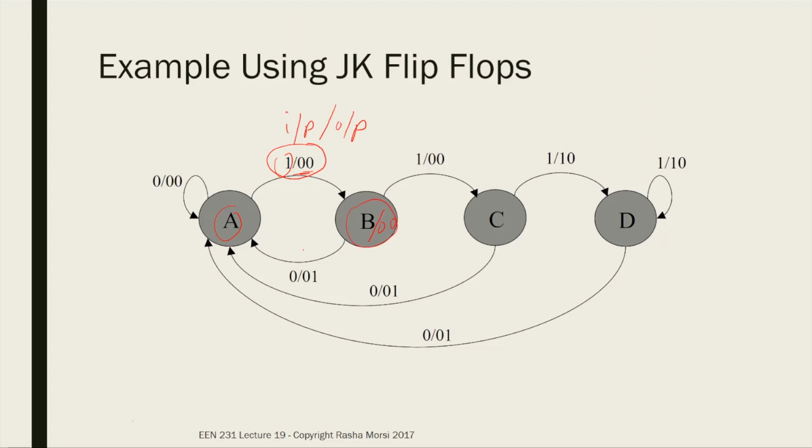If this were a Moore, you'd see, like in state B, the output would be inside the state, because in a Moore machine the output depends only on the present state. So now we know that this is a Mealy circuit. We will write that down.